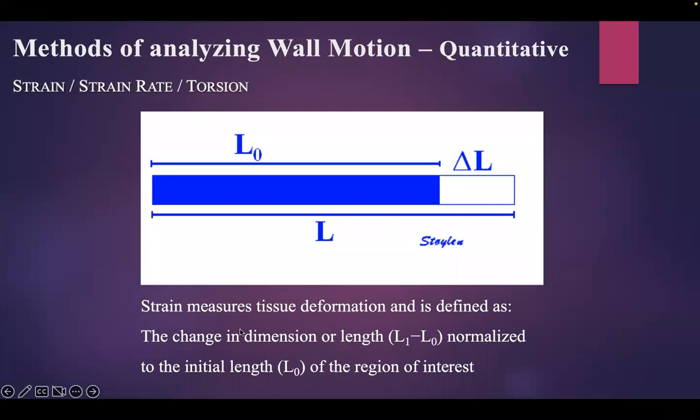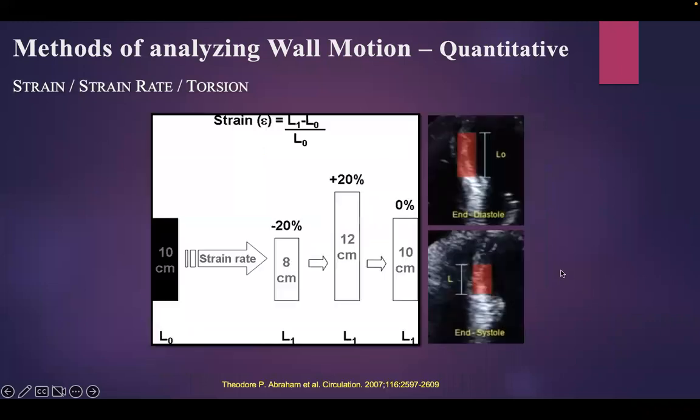Strain is nothing but a measure of tissue deformation, that is the change in the dimension or length, which is normalized to the initial length of the region of interest. So what do I mean by that? Here you can see the myocardium. This is a septal wall wherein we are looking at one segment.